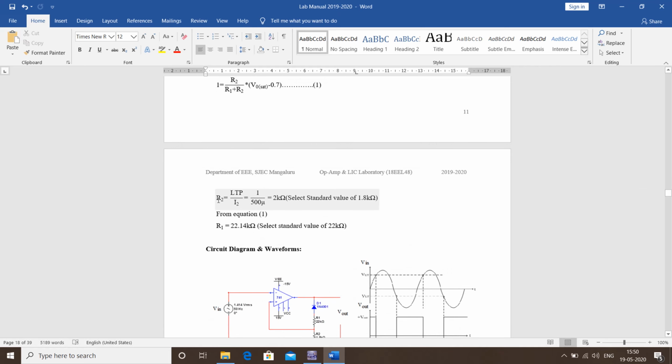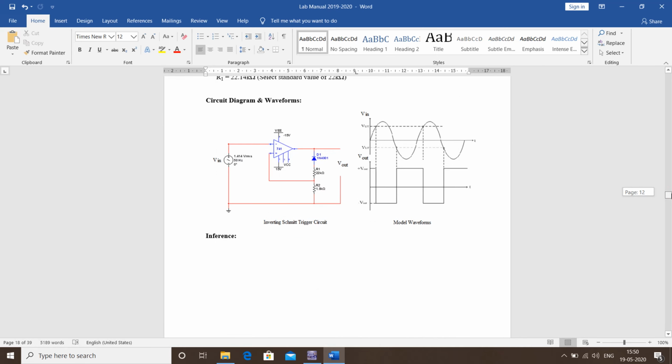And we get R2 by using the expression LTP by I2, which is 1 divided by 500 micro, which is equal to 2 kilo ohm. And we are going to use a standard resistance value of 1.8 kilo ohm. Substituting this R2 value in equation 1, we will get a value of R1, which is 22.14 kilo ohm, and selecting a standard value of 22 kilo ohms. So these are the values of R1 and R2 we are going to use.